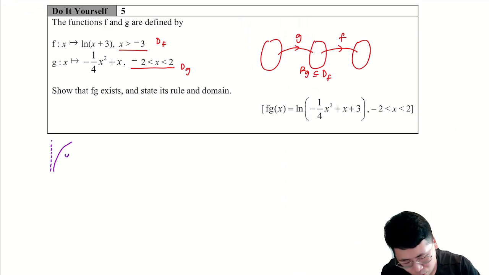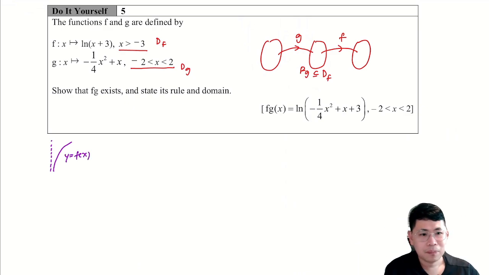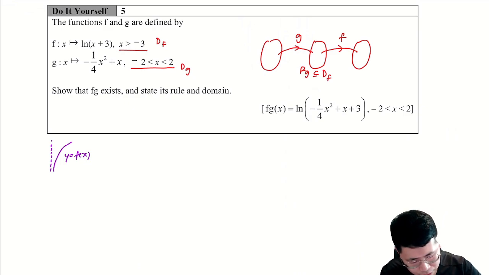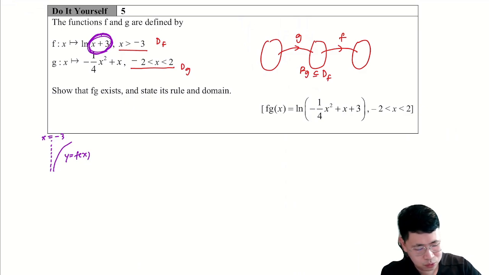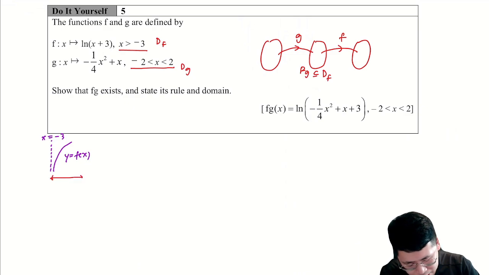Okay, so this is y equals f(x). Very quickly, let's take a look. What is the asymptote again? The asymptote is x equals negative 3, right? How do you get the asymptote? This one equals 0, okay? Now, this is the domain of f, and this would be the range of f.